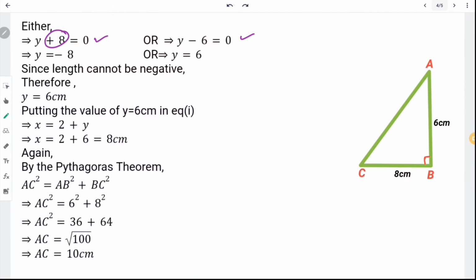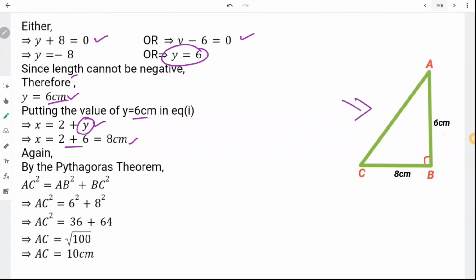Right, so now we already know that the length cannot be negative, so we're going to take y to be equal to 6. Now we found one side, we'll still find another side by substituting. Okay, so putting the value of y equals 6 centimeter in equation 1, which is this. Right, now y, how much we got? We just got it to be 6. So 2 plus 6, 8.